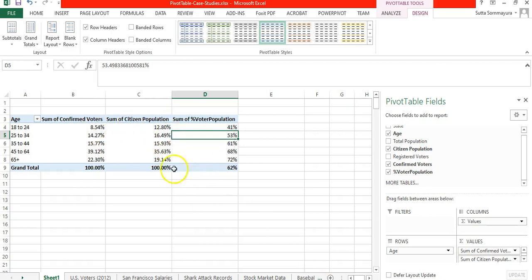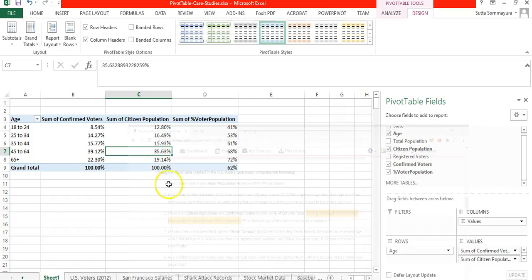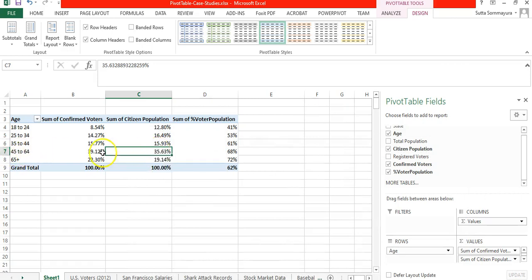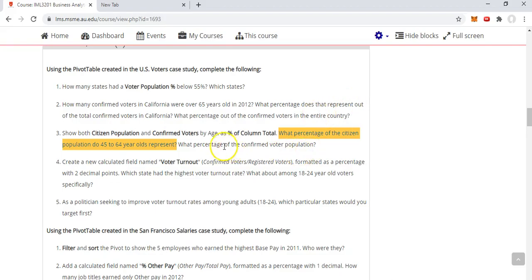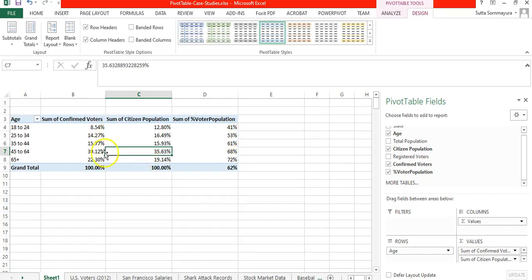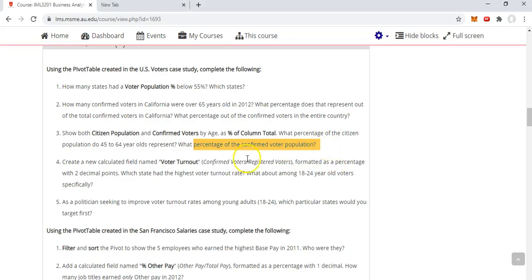Citizen population for this 45 to 64 group. So this is going to be the answer, right? 35.63%. And the next question is, what percentage of the confirmed voter population? So this is the answer, 39.12%. Okay, so that is question 3.